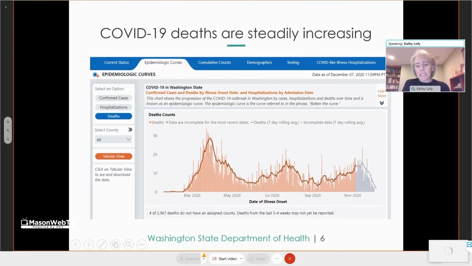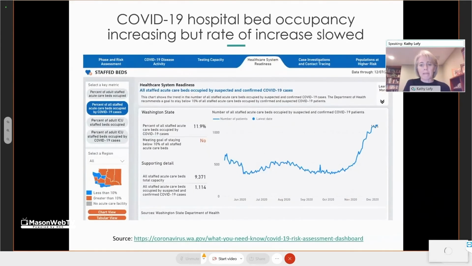Unfortunately, our COVID-19 deaths are steadily increasing. We know that this graph lags behind our case and our hospitalization graphs and really does not seem to be slowing down at this point, unfortunately.